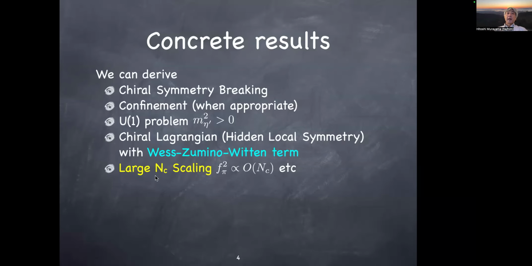In particular, in the limit of large N_C, the prediction is that the pion decay constant squared has to be order N_C. And that's something we can also work out and show that that is the case.